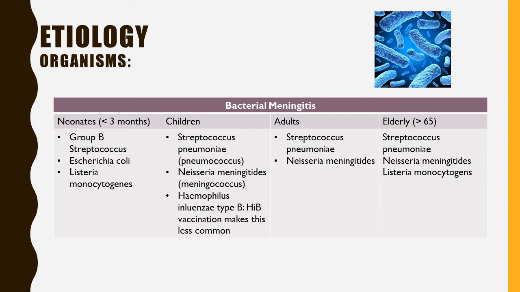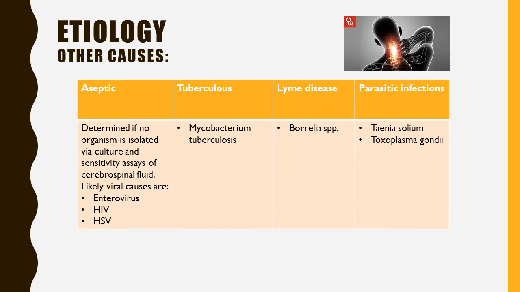The etiology of meningitis is an infectious process caused by bacteria, virus, fungus, or a parasite. Although it is infectious, the inflammation is what ultimately causes morbidity and mortality. The organisms listed in the table are the usual causes for each of the lifespans: neonates, children, adults, and the elderly.